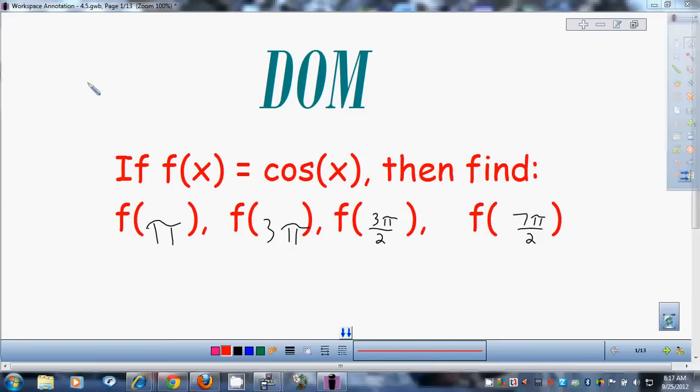Coterminal, yes. These two are coterminal. They are exactly 2 pi apart. And these two are coterminal. Today we're going to be graphing the sine and cosine functions.